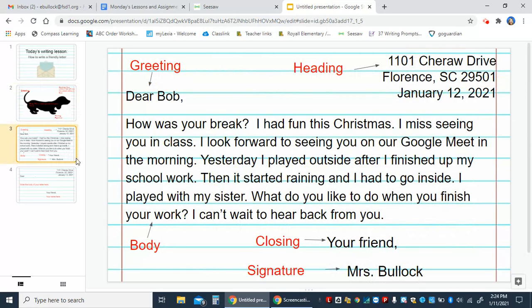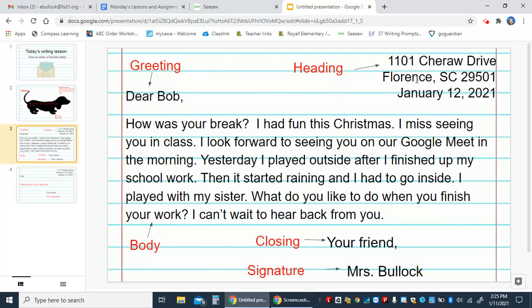Okay? Now on this slide, I have actually written a letter to my friend Bob. And if you're in my class, you probably remember I have an imaginary friend named Bob. And Bob is usually my friend who I use as an example in class. So that's why I chose to write to Bob in my letter. Over here up top, the first thing I do over on the right-hand side is I do my heading. So I put the address, and we're all going to use our school address.